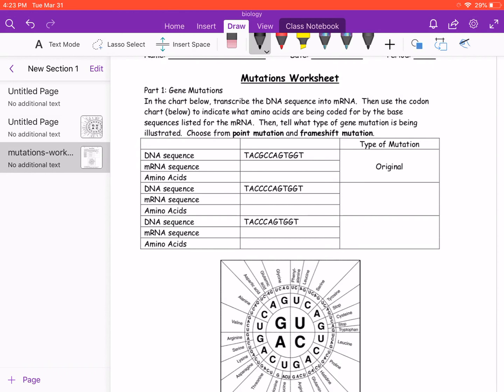Our choices are going to be a point mutation and a frame shift. A point mutation changes what amino acid could be produced, or it may not, and that's a change in one letter, it does not change the length. And a frame shift mutation makes the DNA sequence longer or shorter by inserting in there a new nucleotide, and that can change the entire protein produced.